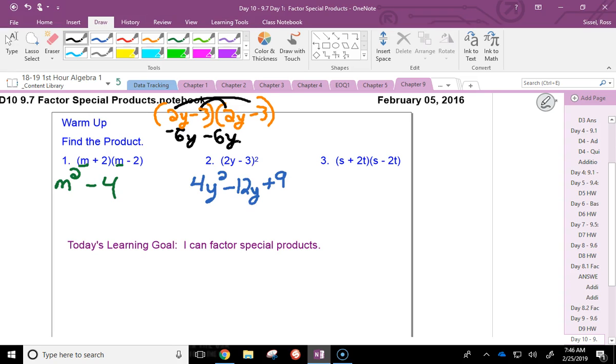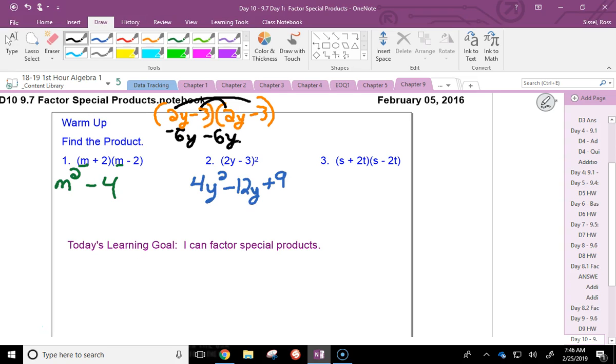Okay? If that confuses you, do not worry. Go ahead and just multiply it out like normal. Set it up, do that box method or whatever. This is just, if you start to really get a hang of it, these are shortcuts. You do not have to use them.